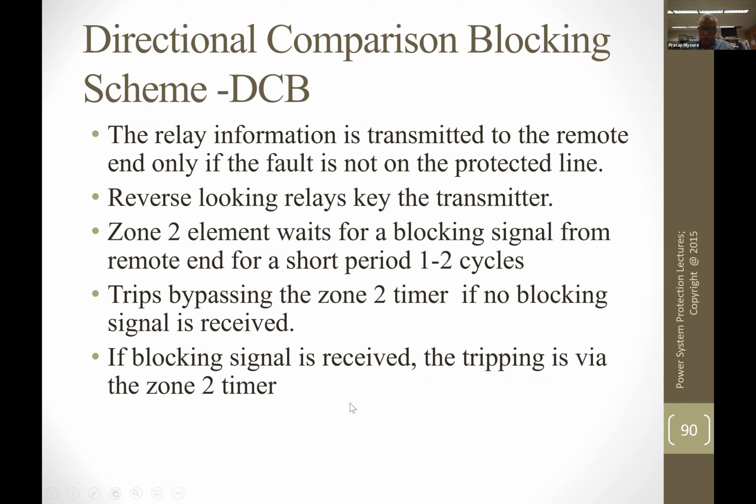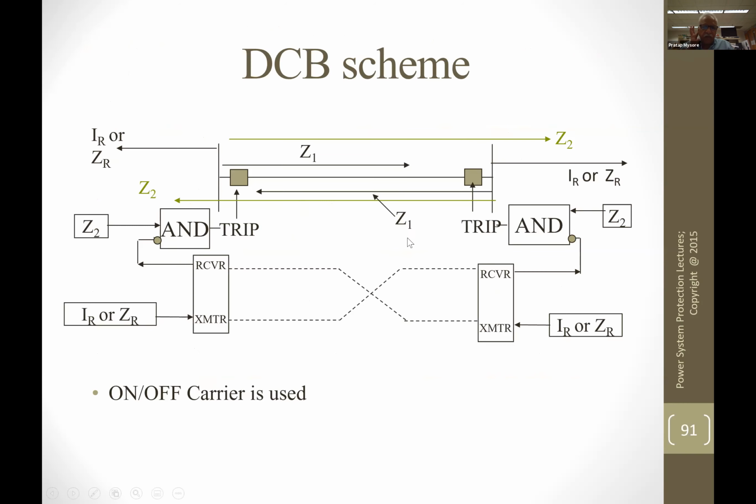It is easier to look at this in a picture. I have a reverse looking element looking behind, and then here looking behind too. Sometimes they use directional overcurrent elements looking in the backward direction like this. Now if there is a fault on the line, for example, what elements operate? Here, zone 1 is always there, so zone 1 trips for that.